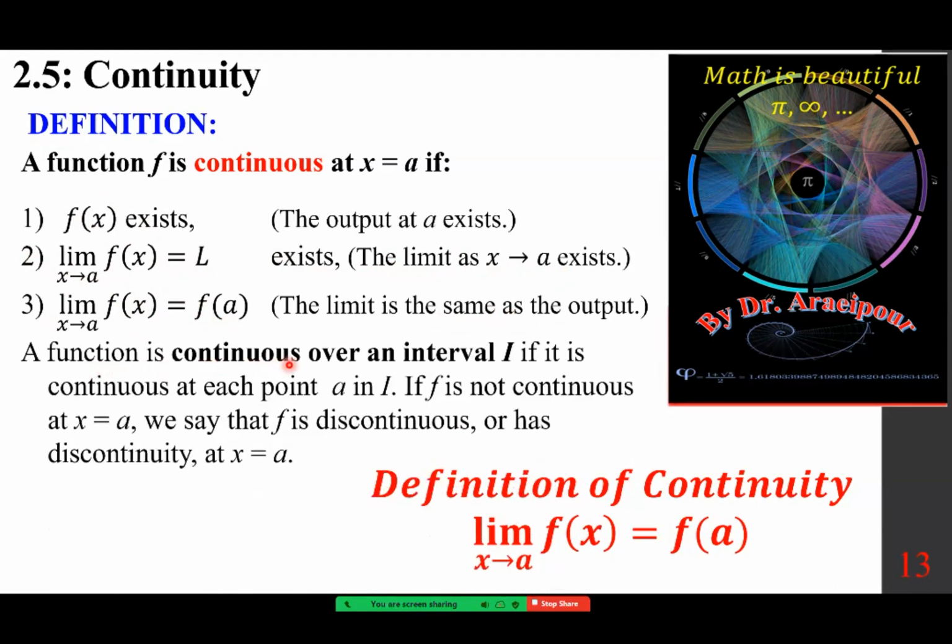So a function is continuous over an interval I if it is continuous at each point a in that interval I. If f is not continuous at x equals a, we say that f is discontinuous or has a discontinuity at x equals a.